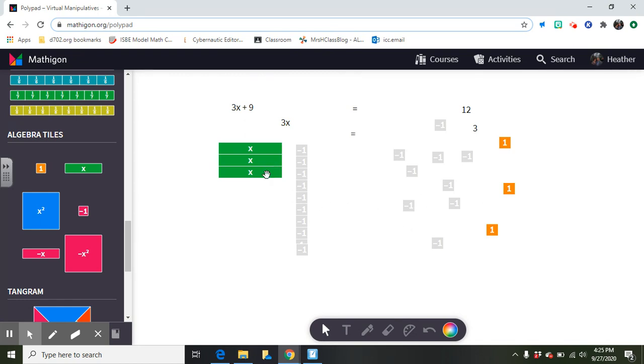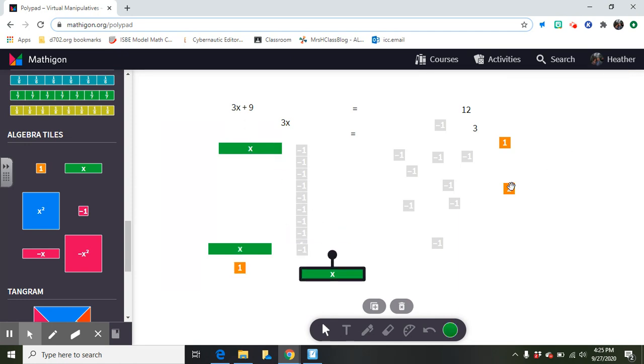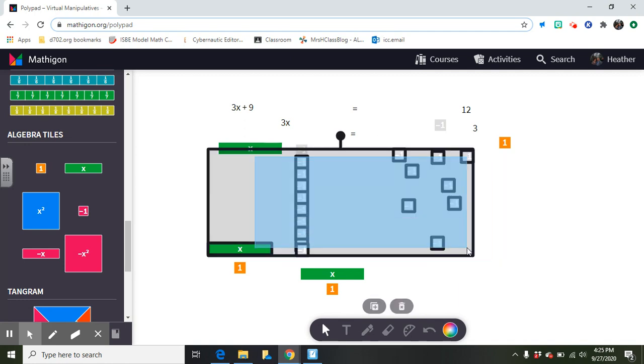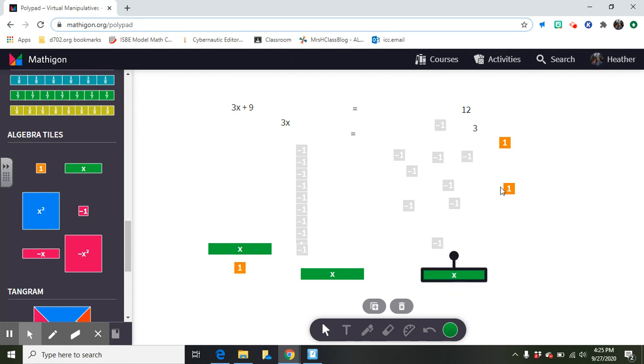So now for every x, I'm going to take at least one of these. And as long as it matches, I find that the value of x is 1. Because for every x value, I have 1 value. So I divided the x's equally among what was left. So I divided both sides by 3 to find out that the value of 1x is going to equal 1.